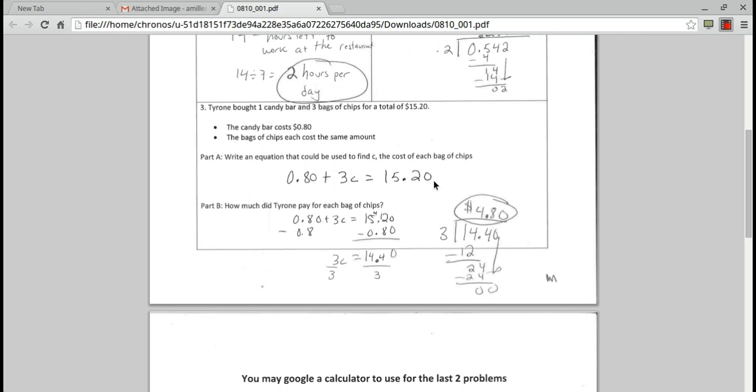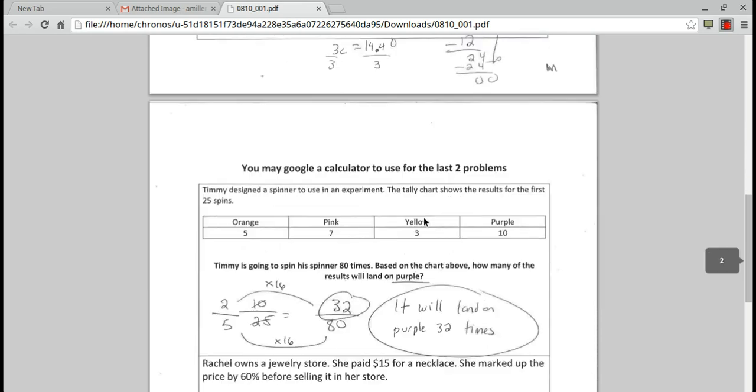And then part B asks, how much did he pay for each bag of chips? Well, all you have to simply do is solve that equation. If he has $15.20, well, the candy bar costs 80 cents, so now he has $14.40 left over for his 3 bags of chips. If 3 bags of chips cost $14.40, if we divide it by 3, we figure out right over here how much 1 bag of chips costs, which is $4.80.